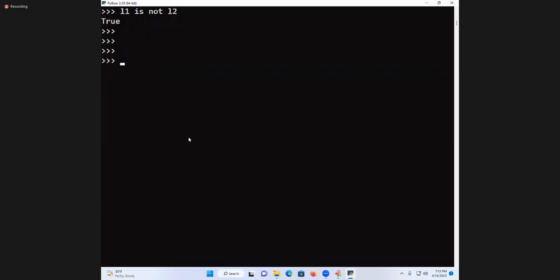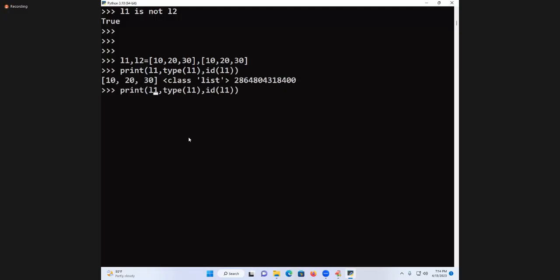Okay. Now see. L1, L2 equal to 10, 20, 30, 10, 20, 30. Print of L1, type of L1, ID of L1. So coming to L2, type of L2, ID of L2.